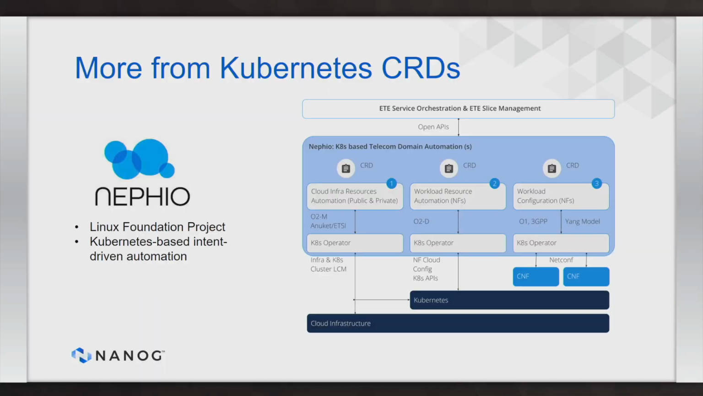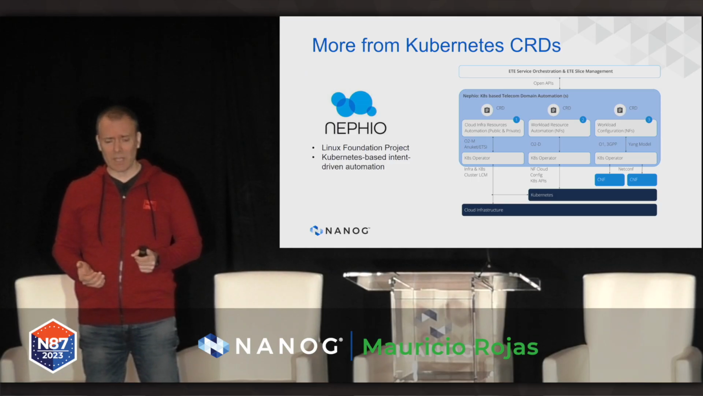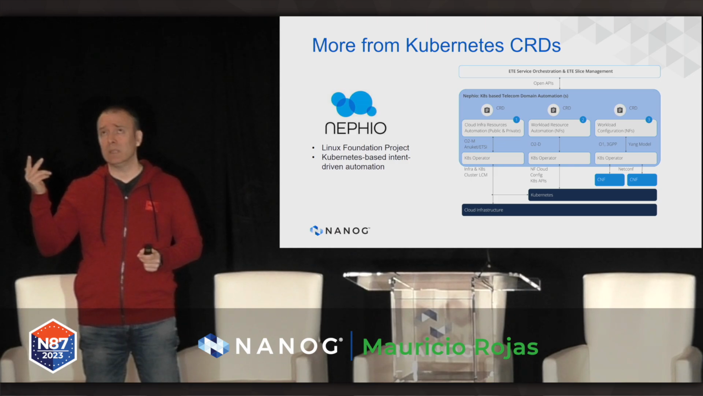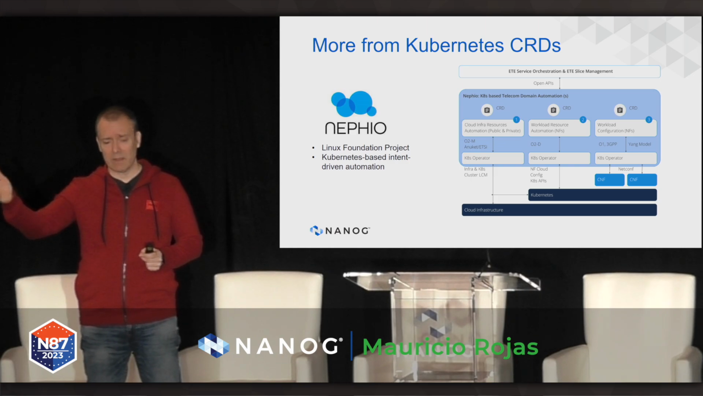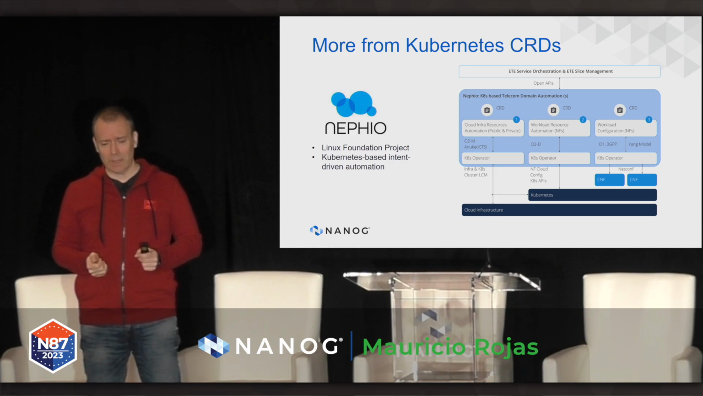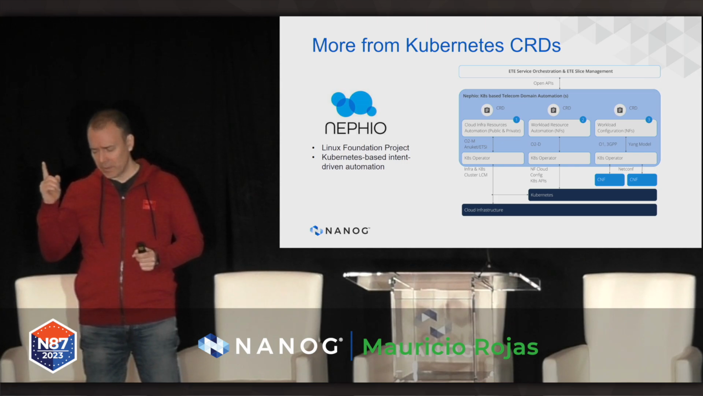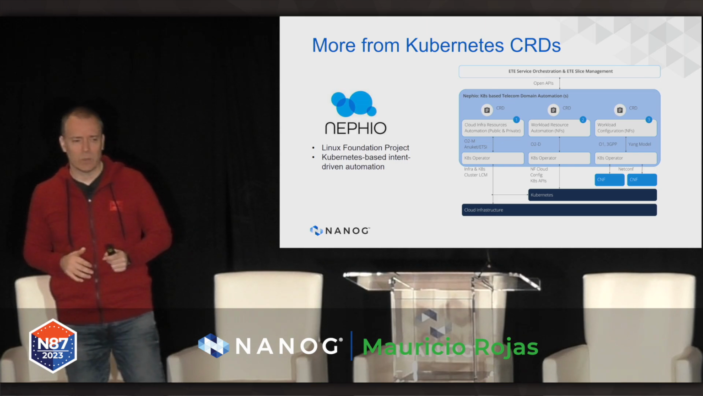There is another project that is using CRDs that's called Nephio. What Nephio is doing is a project that started by Google. It's a Linux Foundation project, it's open source. You have many service providers and vendors, including Nokia, I think we have Red Hat, and I think Bell Canada, and T-Mobile. There are many providers actually working on that project.